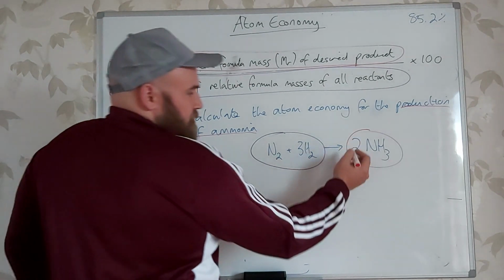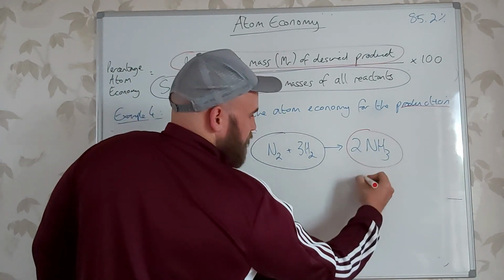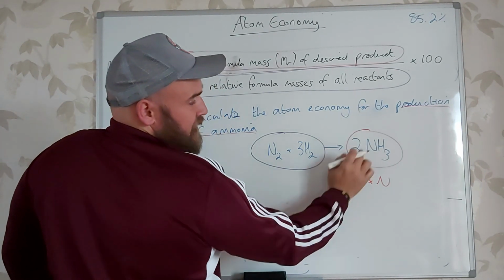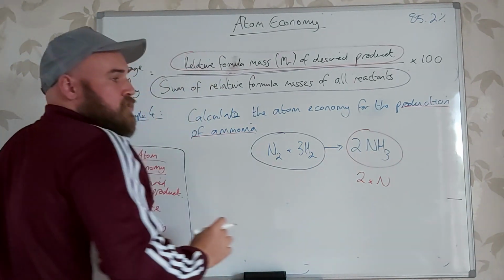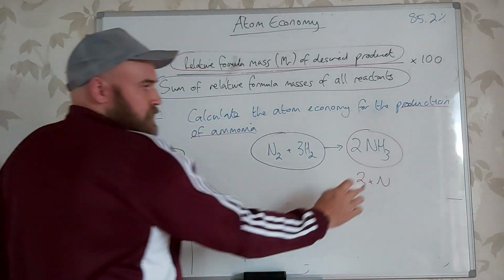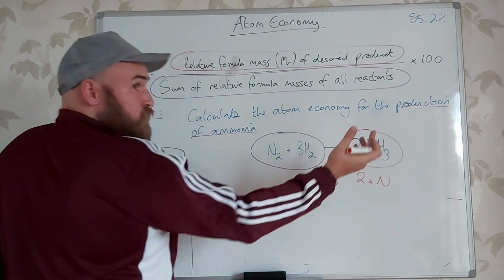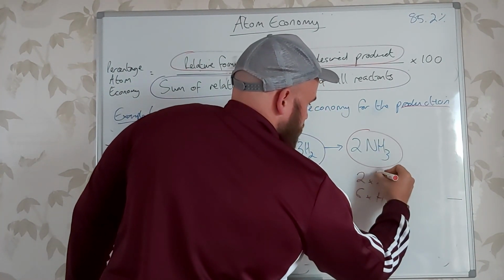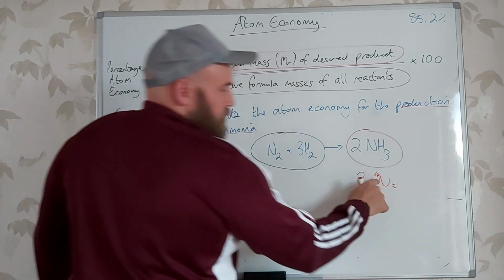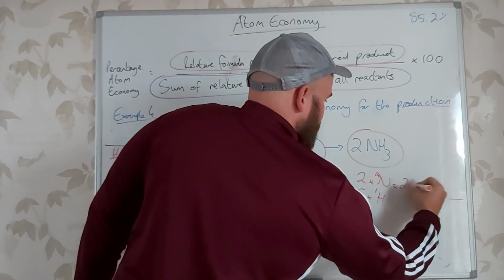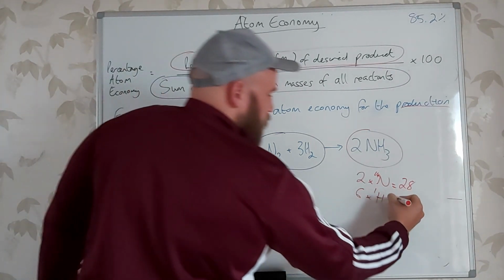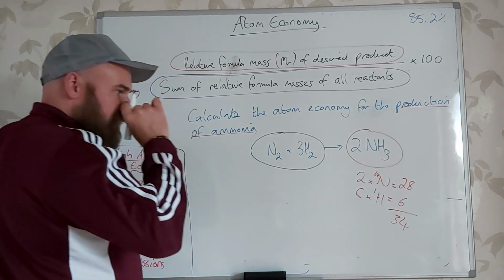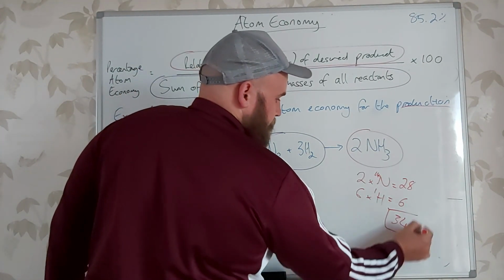So in the red circle, I've got 2 lots of N. So just look there, I've got 1 nitrogen in NH3, but because I've got 2 lots of that molecule, I've got 2 nitrogen atoms. There are 3 H's there, but because I've got 2 lots of that molecule, I've got 6 H's in total. So I'll do the maths as well while I'm here. Nitrogen has a mass of 14, so 2 times 14 is 28. Hydrogen has a mass of 1, so 6 times 1 is 6. And you end up with 34 in total.